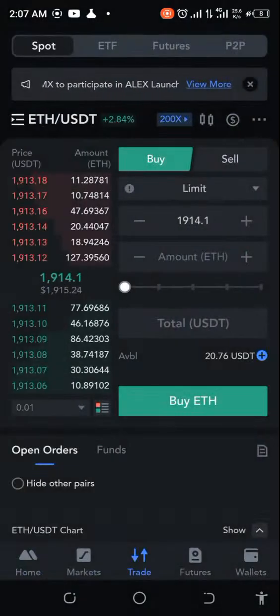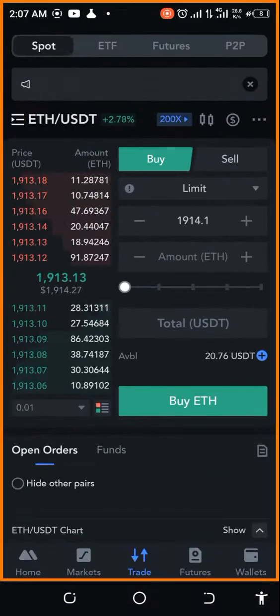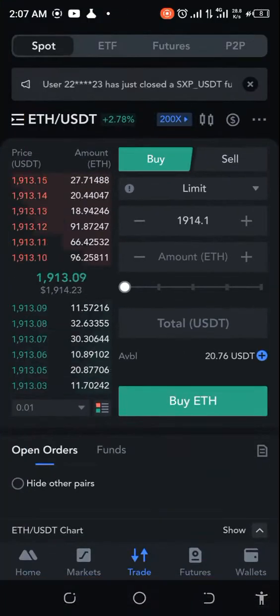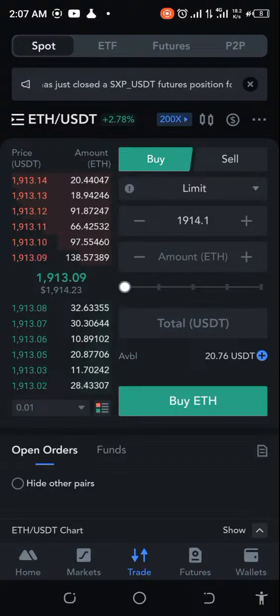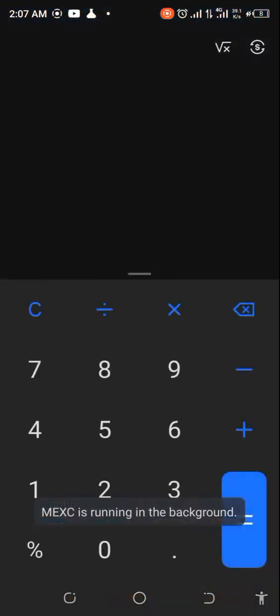Let's check what we have. Yeah. Can you see that we have 20.76 USDT? That means, because don't forget that we started out with 20.60, even though it only picked up 20.59. So let's just go to our calculator and do the mathematics.